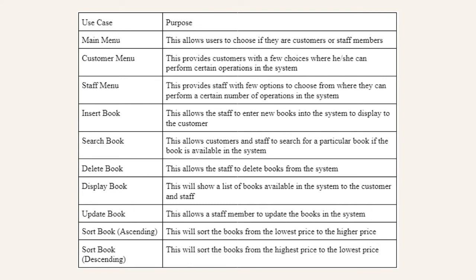For delete book, this allows the staff to delete books from the system. Display book will show a list of books available in the system to the customer and also the staff. Update book allows a staff member to update the book in the system. Sort book will sort the books from the lowest price to the highest price. And for sort book descending, this will sort the books from the highest price to the lowest price.